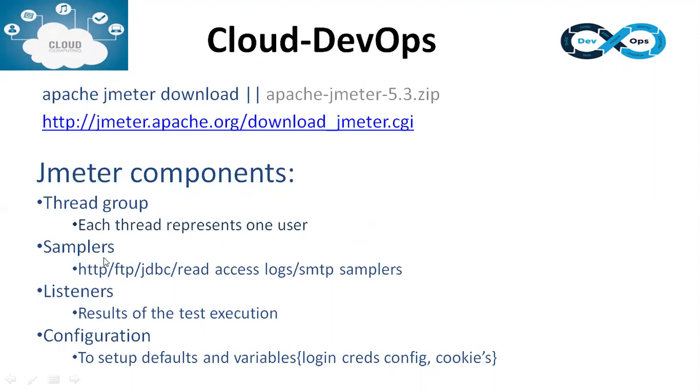Sampler means what type of request we are sending, either it is HTTP, FTP, JDBC, that means database connection, or SMTP. So it depends what kind of request you are sending. Listeners. Listener means what is the result of your test execution. Configuration, to set up defaults and variables.